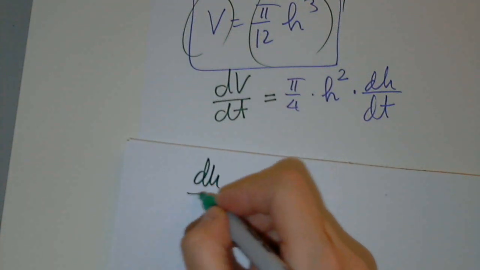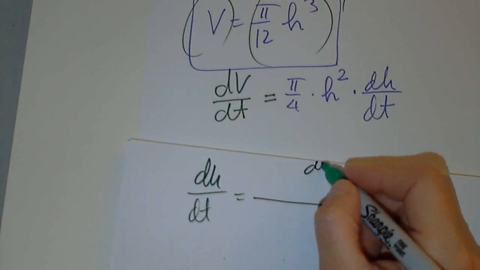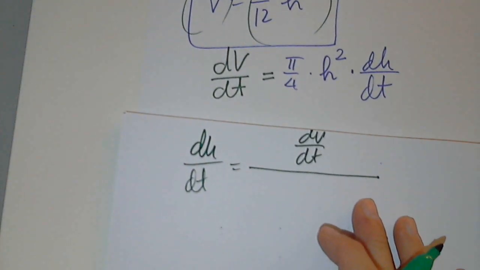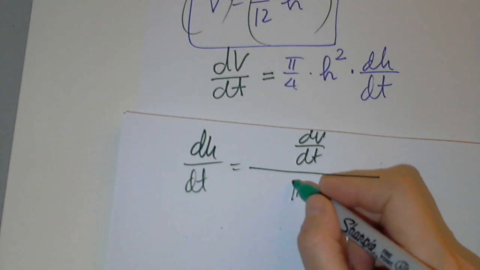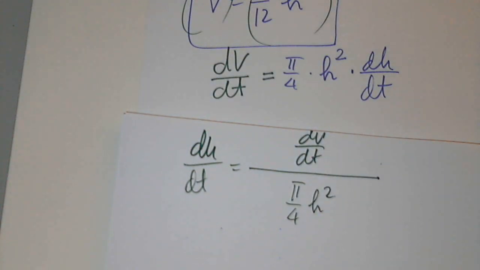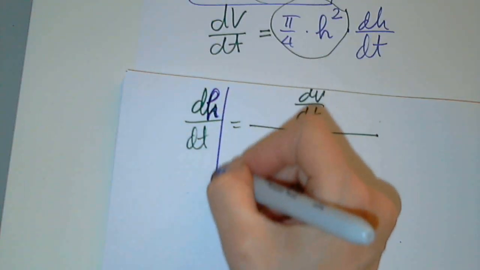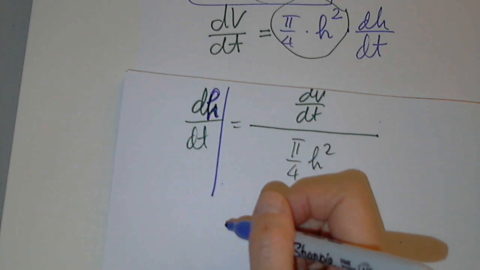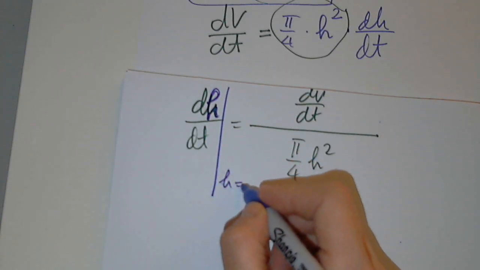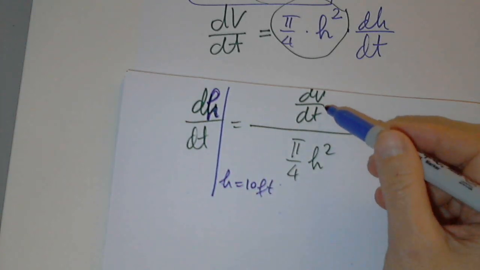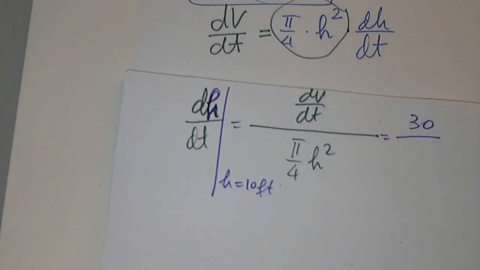So therefore, dh over dt is dv over dt, do not separate that. Now it's together, divided by pi over 4 times h squared. So I divided both sides by this. All I have to do now is plug in numbers. When h is 10 feet, indeed, dv over dt is given to us as 30. Pi over 4 is pi over 4, and h squared is 100.